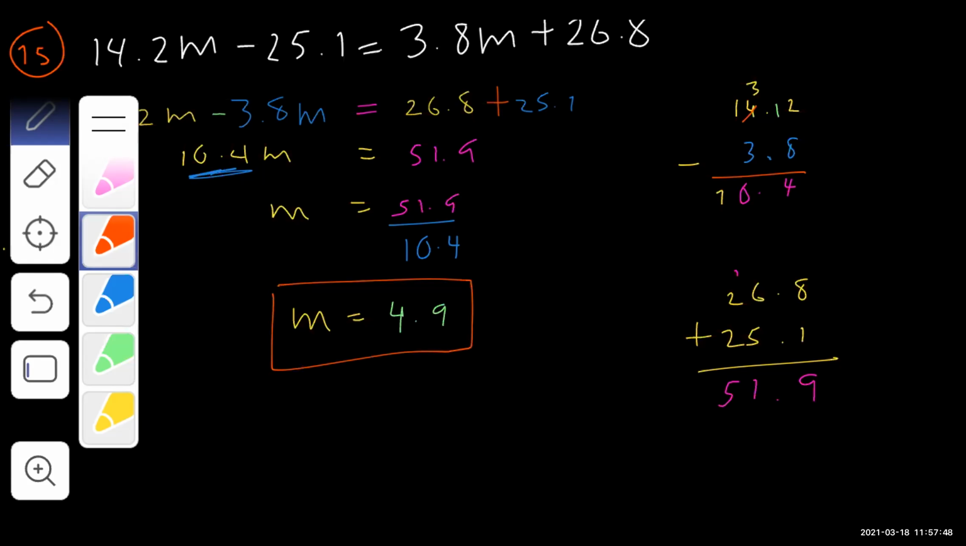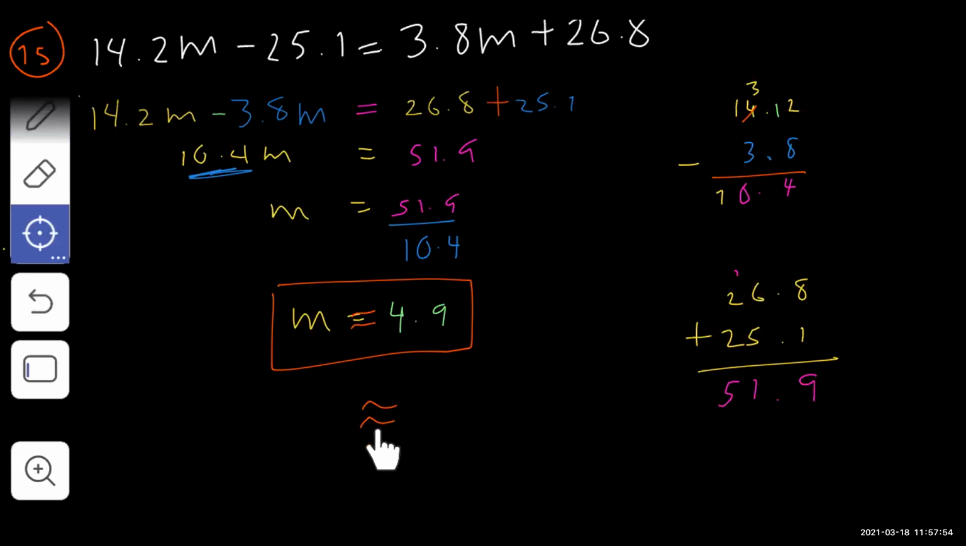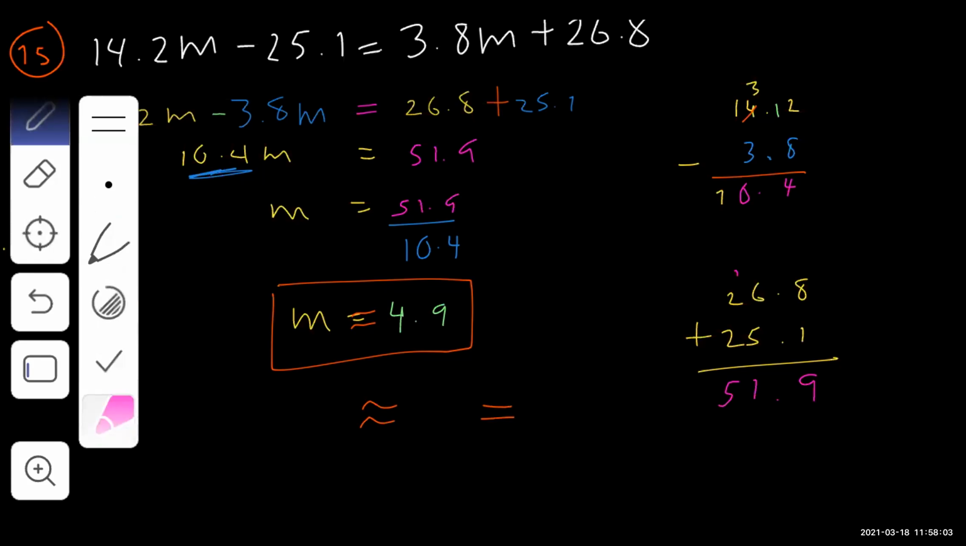Approximately. Okay, this symbol, guys, is not equals. This symbol means approximately, aproximadamente. It's like more or less, that is a curved line. It's not a straight line. This is the equals, and this is approximately. Approximately 4.9. Let's go to the last example.